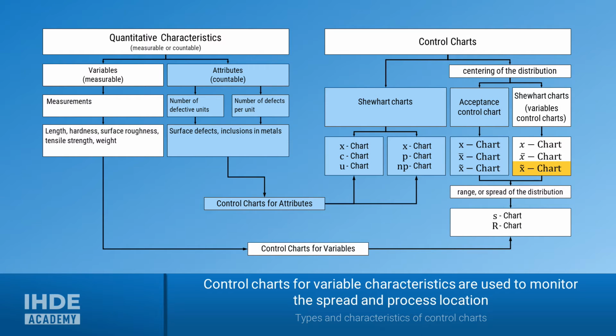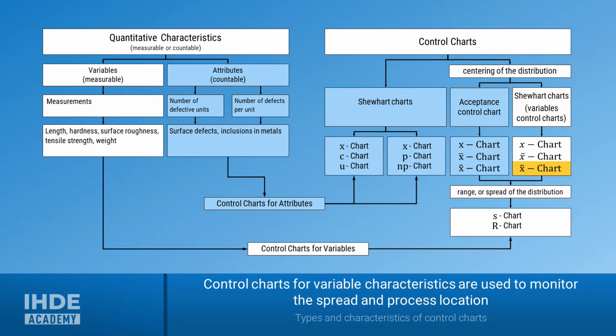First, the variable characteristics. These are all characteristics that can be measured. They always have a value and a unit. Examples of this would be the length, hardness, weight, surface roughness, or tensile strength of a component. Second, there are the attributive characteristics. Those are all characteristics one can only count. But we don't want to go into detail about them here.